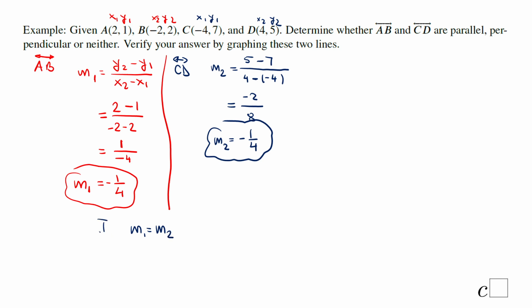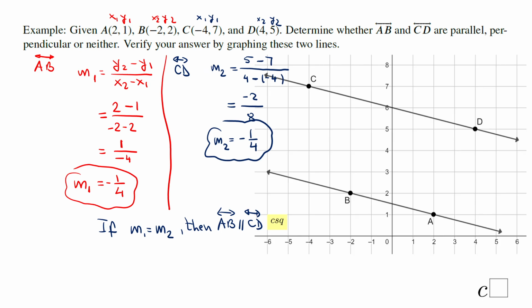So if the slopes are the same, then the lines are parallel lines. So I'm going to say that here, AB parallel with CD. Okay, and again, we know that because the slopes are the same, negative 1 over 4. Verify your answer by graphing these two lines. Like you can see that here, we have these two lines, and we can see the lines are parallel also in the graph.